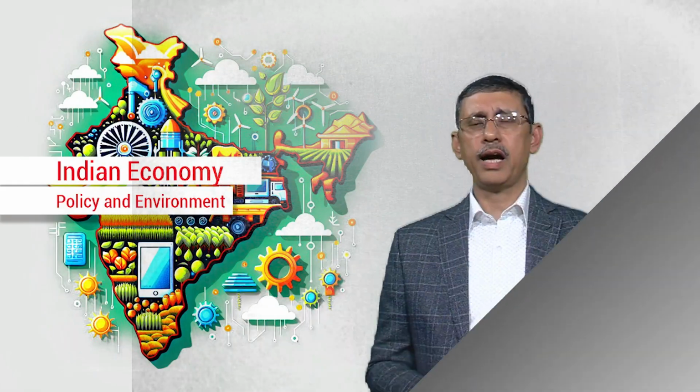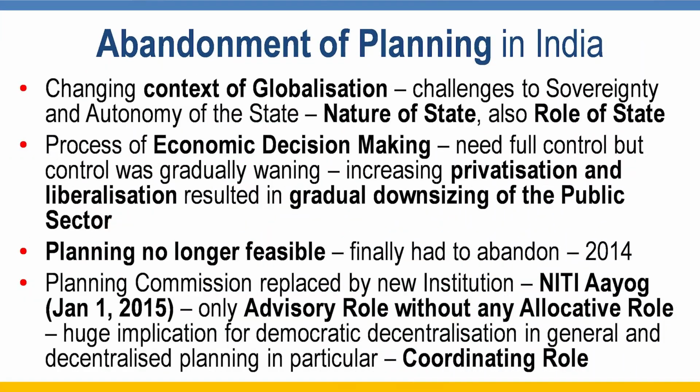Now finally, in the 1990s, you have a context of globalization, and challenges to the sovereignty and autonomy of the state were there, because not necessarily all economic decisions are taken within the state. These are also influenced by international events, international institutions, and international directives. So therefore, you can plan only when you have full command over everything. You have command on the resources, you can set targets, you can pursue certain things, but with increasing privatization and liberalization along with globalization, India lost that kind of control, and therefore economic decisions are no longer fully dependent on internal decisions. At the same time, increasing privatization also downsized the public sector to a large extent. So therefore, in this changing context, planning was no longer feasible, and then finally we had to abandon this whole idea of planning.